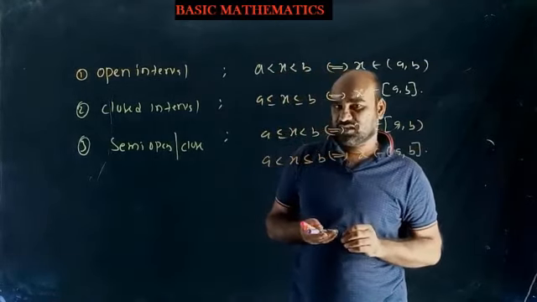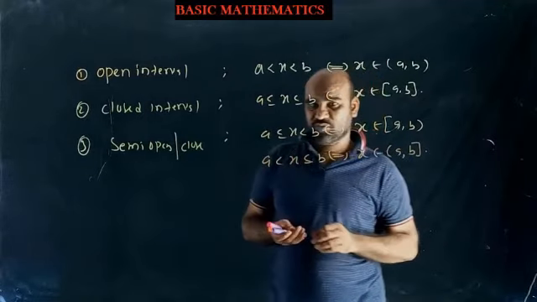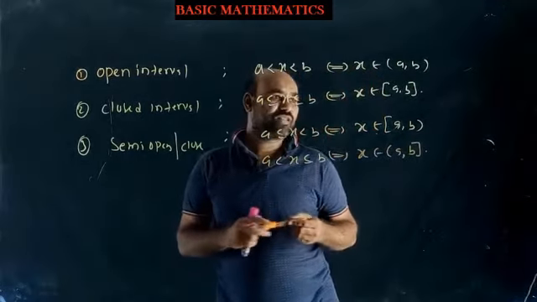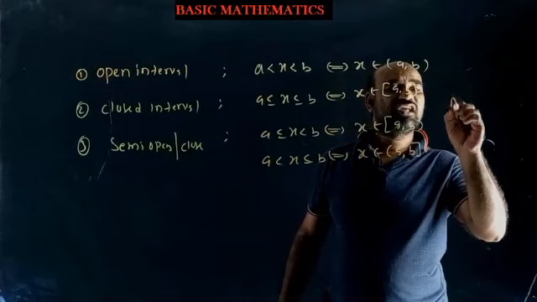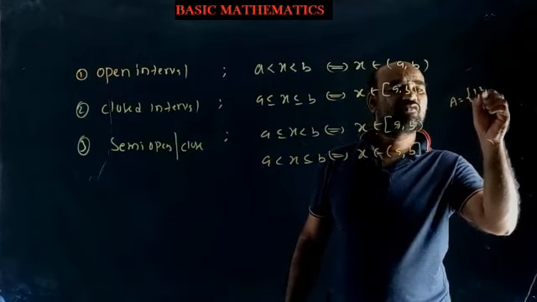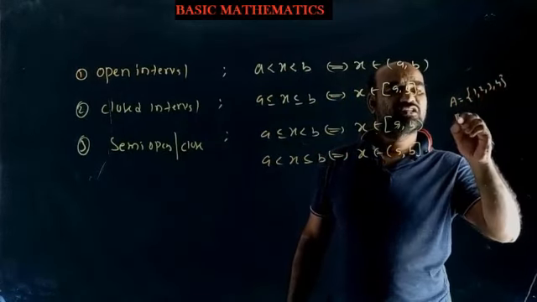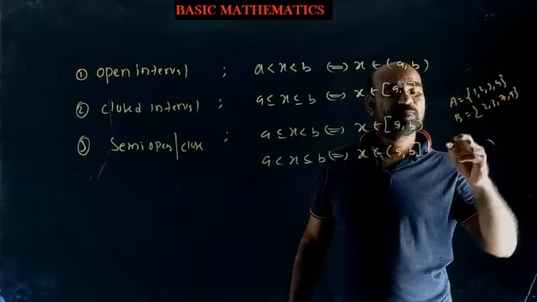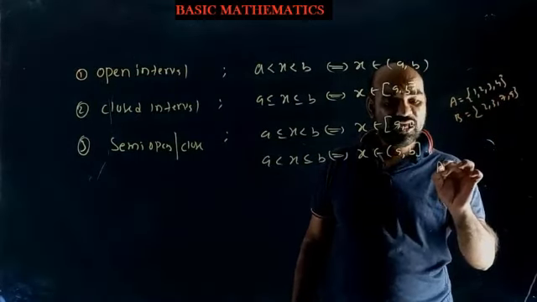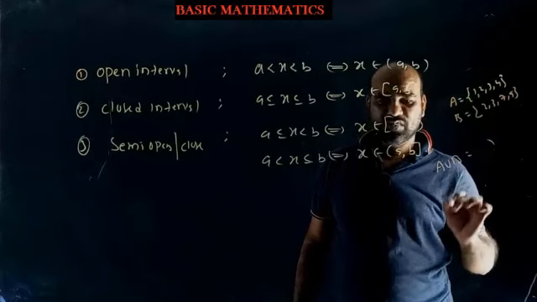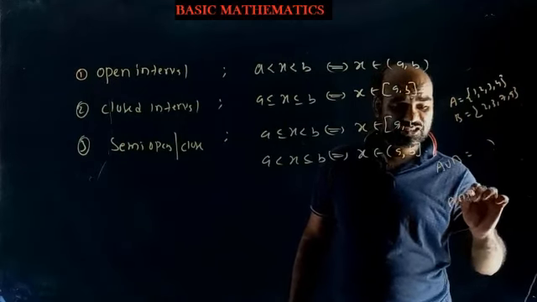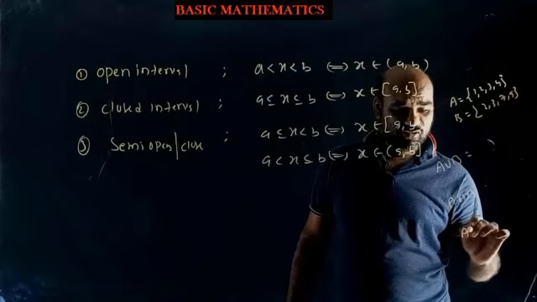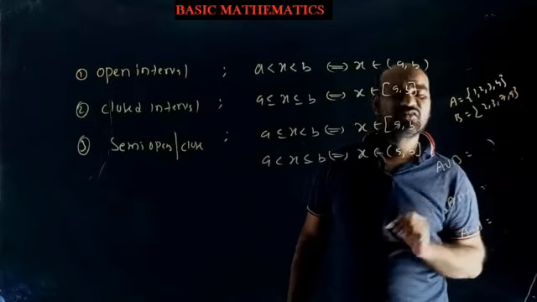This is an important concept. Interval concept is important. Okay, so set A is given as 1, 2, 3, 4. Set B is given as 2, 3, 7, 9. We want to find A union B. Sometimes we want to find A intersection B. Sometimes we want to find A minus B.